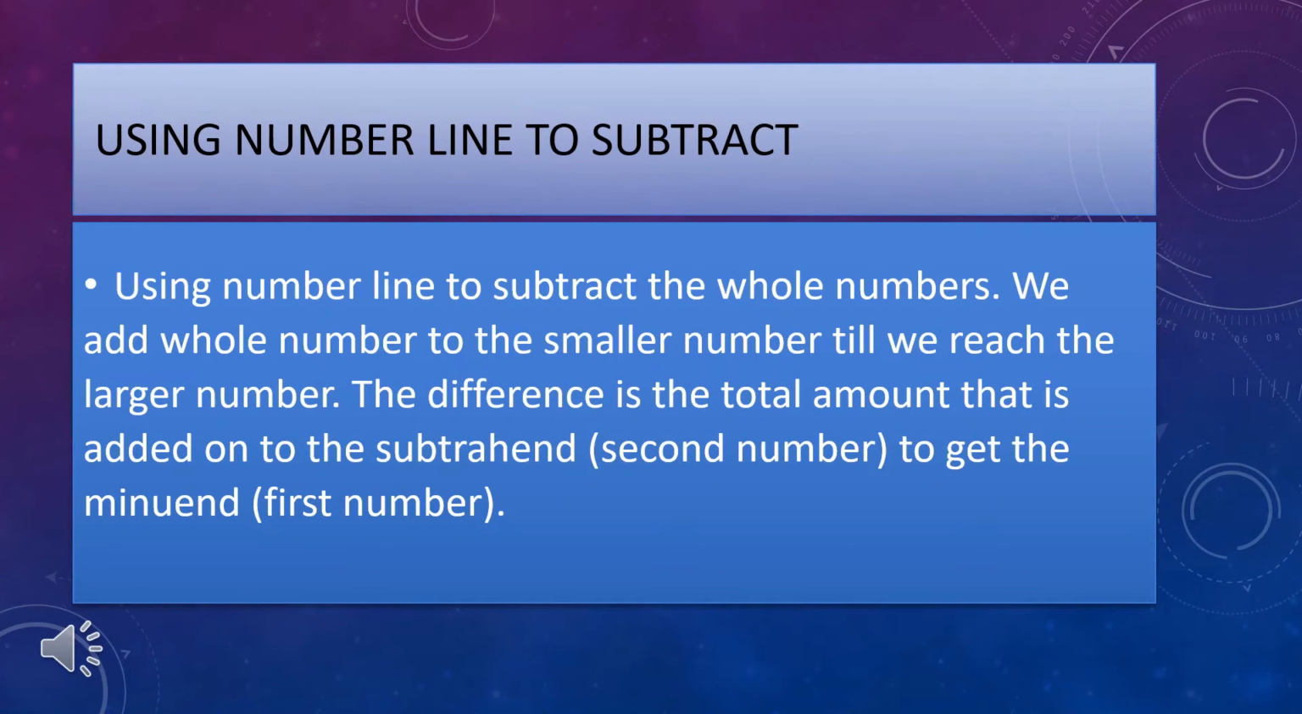Adding up to the second number in chunks using multiples of 10 and hundreds as bridge numbers. Using a number line to subtract. Using a number line to subtract the whole numbers, we add whole numbers to the smaller number till we reach the larger number. The difference is the total amount that is added onto the subtrahend, the second number, to get the minuend, the first number.